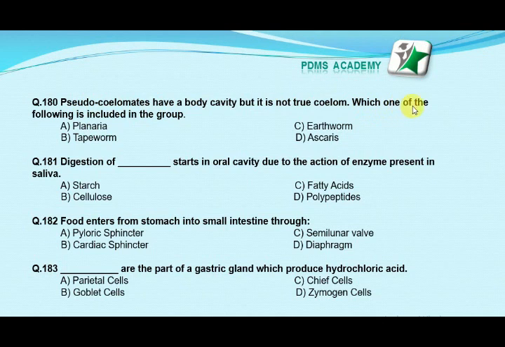Our next MCQ is: pseudocoelomates have a body cavity, but it is not a true coelom. Which one of the following is included in this group? Option A, planaria. Option B, tapeworm. Option C, earthworm. Option D, ascaris. Our correct answer is D, ascaris.